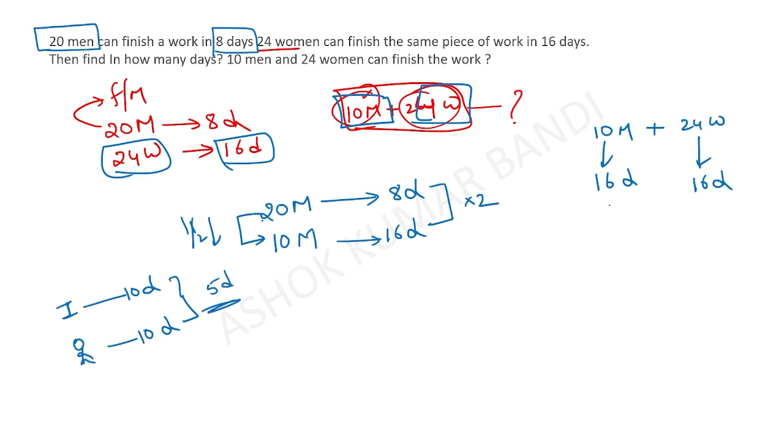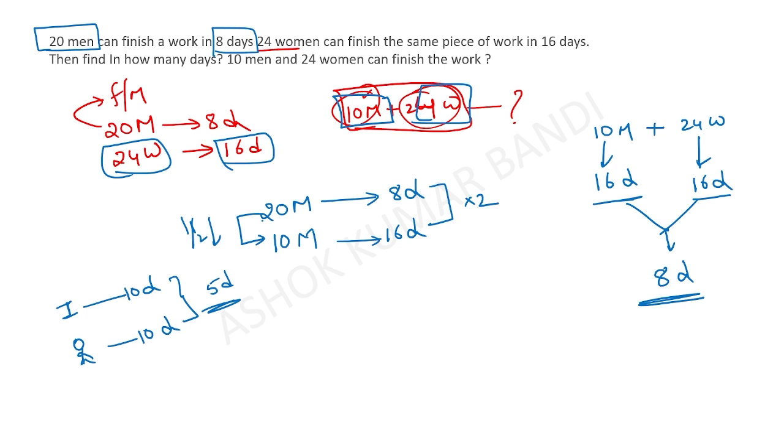Similarly here, the first group is going to take 16 days if they work alone, and the second group is going to take 16 days if they work alone. If they are working together, obviously what will happen? Now they are working with double the speed. That means that they can finish the work in half the time, which is nothing but 8 days. Okay, I hope this one is clear.